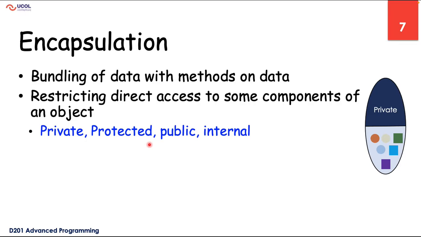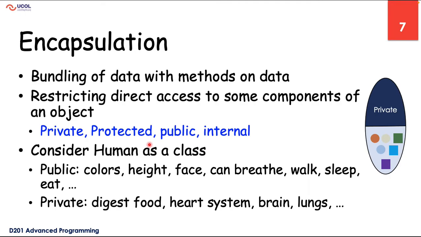Maybe we can say that about humans: we have different properties, some are private things, some are public behaviors, and so on. So we can encapsulate the things together, we bundle together. Consider human as a public class. Public means that we have color, height, face, can breathe, walk, sleep, eat. These are some methods, some properties. And private: digest food, heart system, brain, how the brain is working, lungs, and different things which are hidden inside our body, but still they are functioning, and without their function we could not be alive. So they are there and they are hidden.